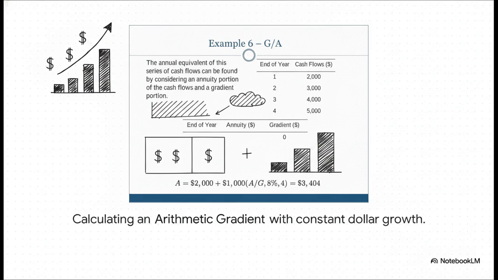In year 1, the cash flow is $2,000. In year 2, it's $3,000. Year 3, $4,000. It is growing by exactly $1,000 every single year. To find the economic equivalence of a scenario like this, we mathematically split the cash flow right down the middle into two parts: an annuity base, which is that flat $2,000 every year, and the gradient portion, which is the $1,000 constant increase. By separating them, we can easily use our standard variables to calculate the total annual equivalent.